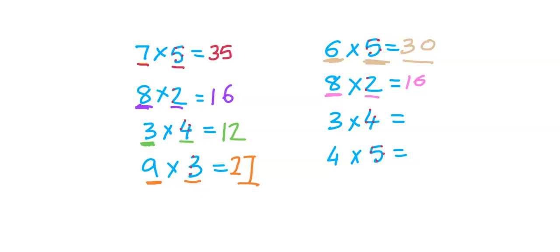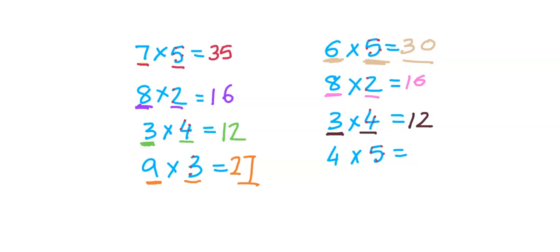Next, we are doing 3 times 4. So we'll skip count by 3. 3, 6, 9, 12. So our answer is 12. So 3 times 4 is 12.